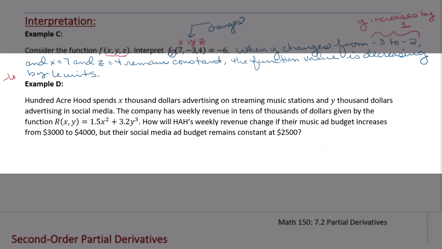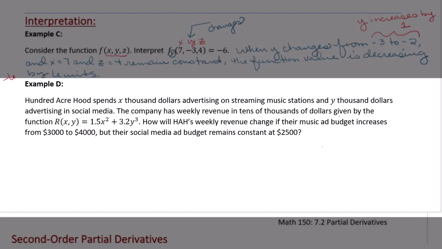So now let's look at example D. 100 Acre Hood spends X $1,000 advertising on streaming music stations and Y $1,000 advertising in social media. The company has weekly revenue in tens of thousands of dollars given by the function R of X and Y equals 1.5x squared plus 3.2y cubed. How will 100 Acre Hood's weekly revenue change if their music ad budget increases from $3,000 to $4,000, but their social media budget remains constant at $2,500?